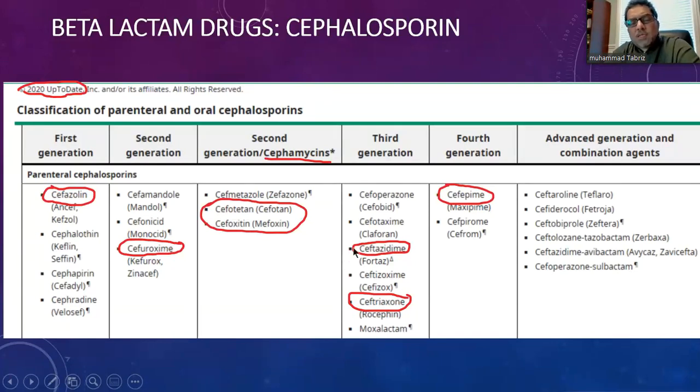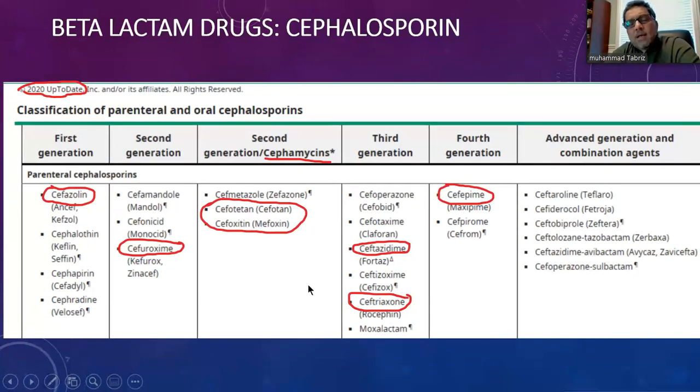Then you move to third generation cephalosporin. The two most commonly used drugs are ceftriaxone and ceftazidime. One important difference between these two drugs: ceftazidime is primarily for gram-negative coverage. You lose almost all gram-positive coverage with ceftazidime. You don't use it for streptococcus, for example. On the other hand, ceftriaxone retains the majority of your gram-positive coverage, including streptococcus. Sometimes you'll see staphylococcus is sensitive to ceftriaxone.